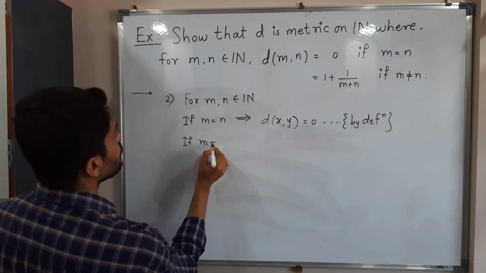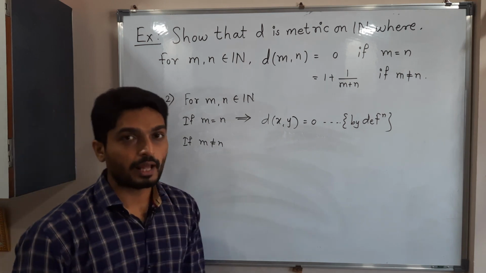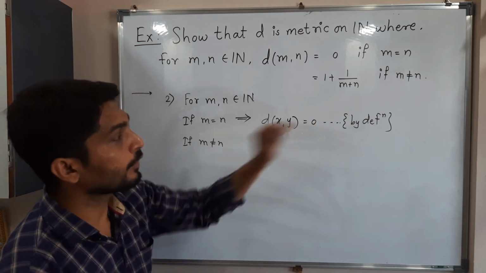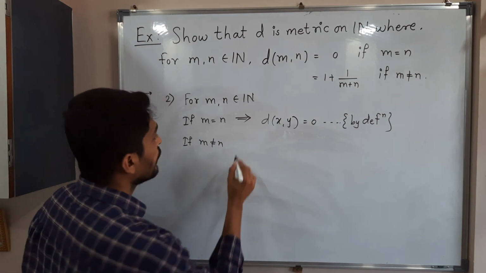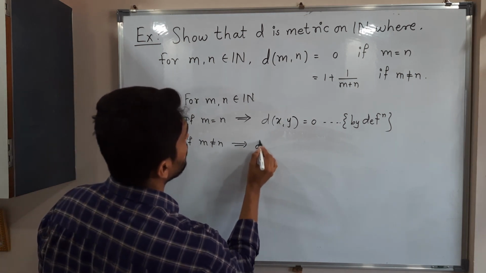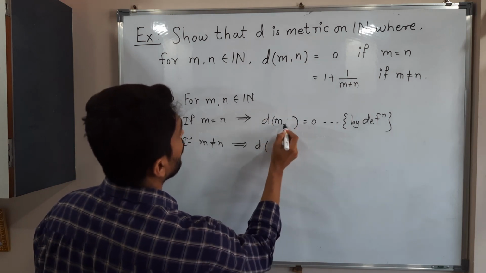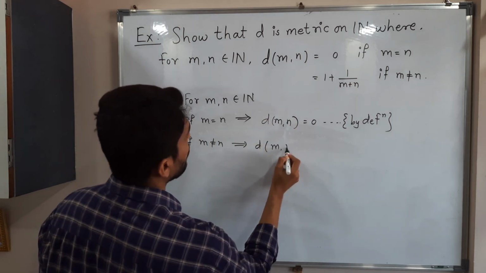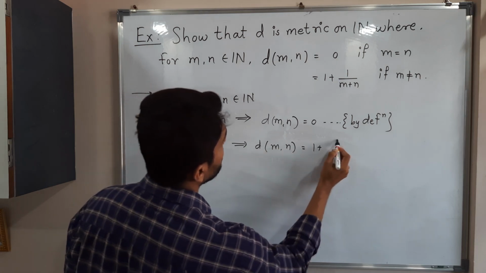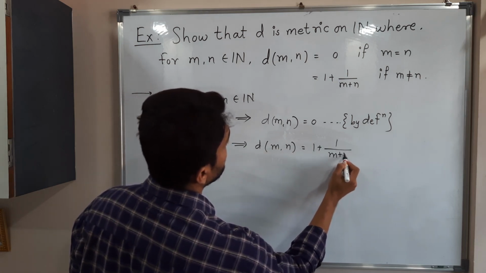If m is not equal to n, see what will happen. If m is not equal to n, obviously I should follow the second definition. What is the second definition? Here, instead of x y, I should write d of m comma n. So here also d of m comma n is equal to 1 plus 1 upon m plus n.